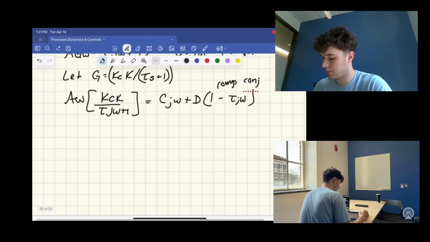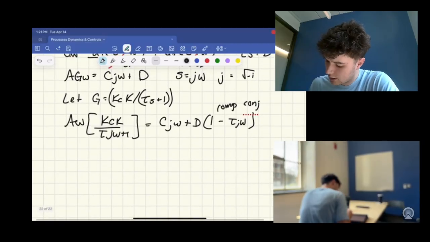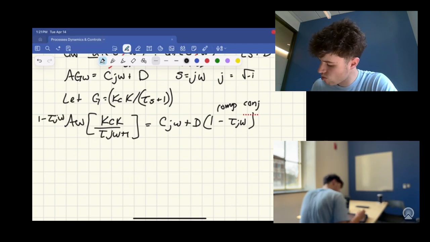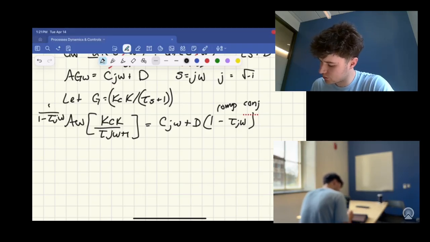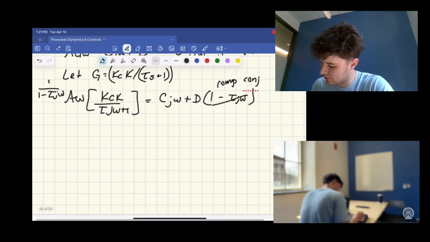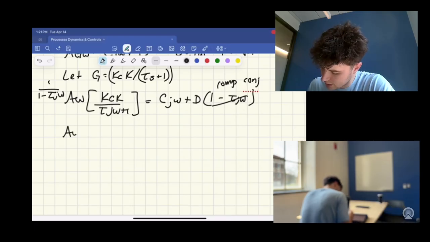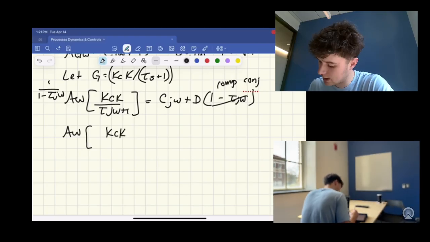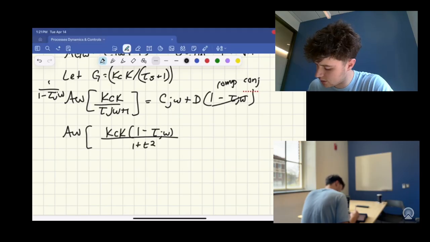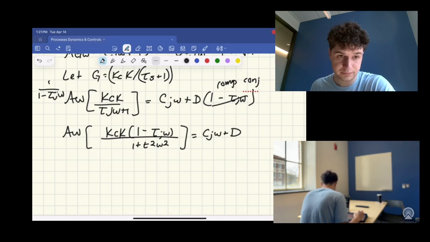So now what we want to do is multiply both of these by 1 minus τjω. I'm sorry, actually divide this. So this will cancel out this, and you will be dividing over here. You will arrive at Aω brackets in the numerator. You have K_c K times that 1 minus τjω that we just multiplied by over 1 plus τ squared ω squared, all equal to Cjω plus D.